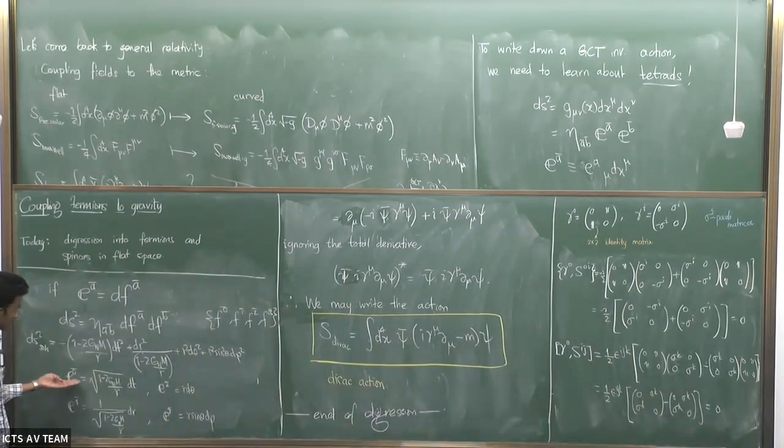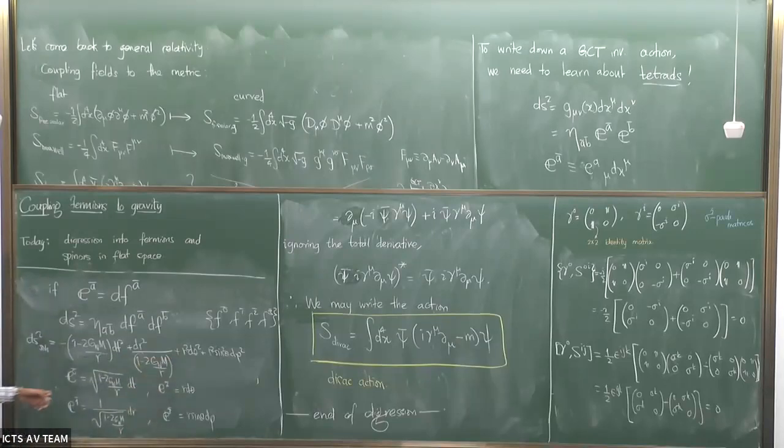But note that this actually is of that form, because you do eta ab times this. Eta 00 e0 e0 is just minus of that. But minus eta 11 times e1 e1 is just dr squared by this, gives you that. Similarly, it gives you that.